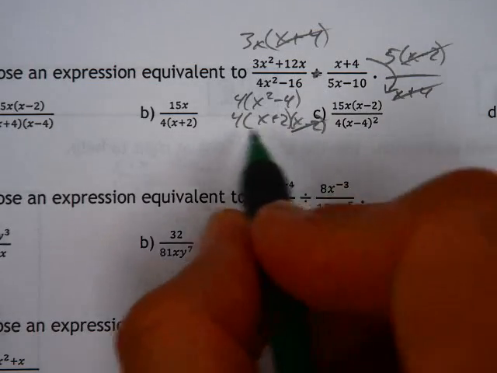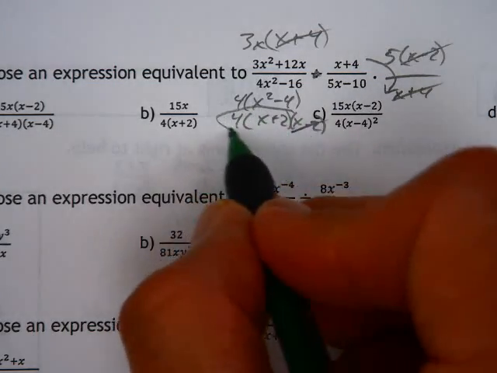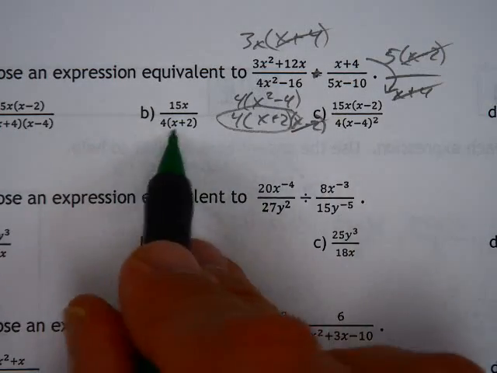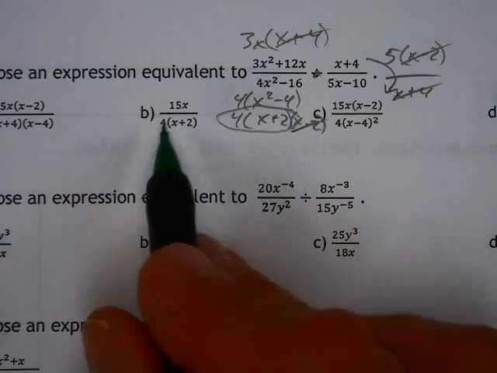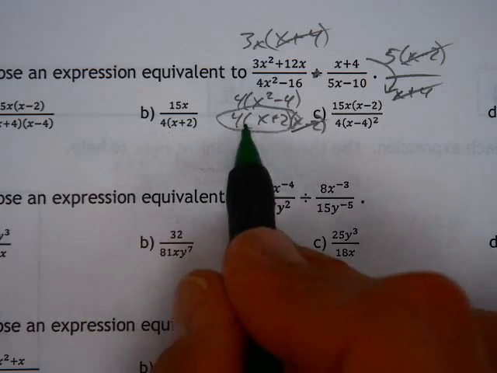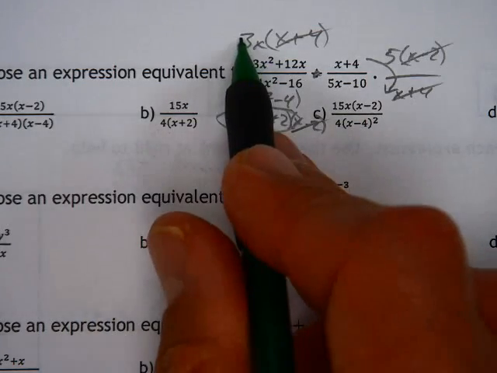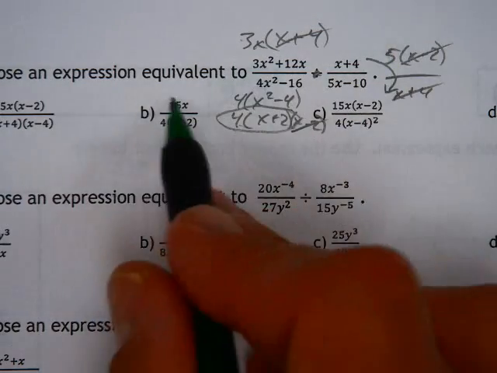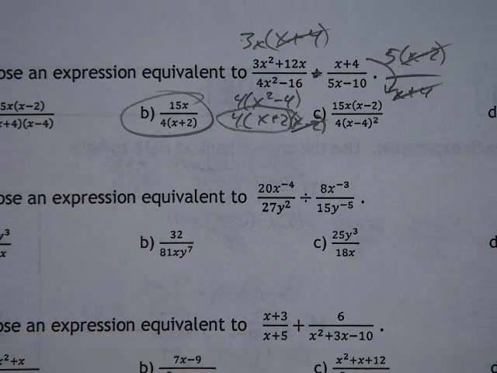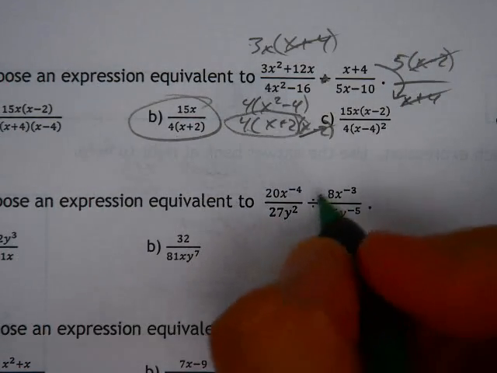Doesn't look like anything else is reducible. You got this 4 and this x plus 2, and you can kind of start looking at narrowing them down. Well, it looks like this is our only option with the 4 and the x plus 2, and you look to the top, your 3x times 5, there's your 15x. Bada bing.